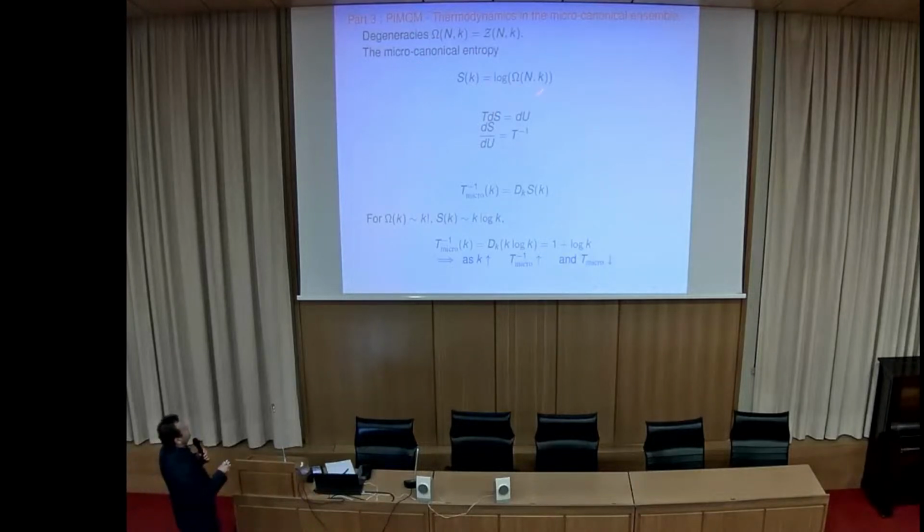Here you look at the degeneracy as a function of n and k. There's an entropy, and you get the inverse temperature by taking a derivative of the entropy with respect to energy. The entropy in the stable limit is k log k. When you take the derivative with respect to k, you get 1 plus log k. The important thing is that the inverse temperature is increasing as k is increasing, so the temperature is decreasing. It simply follows from this k factorial behavior.